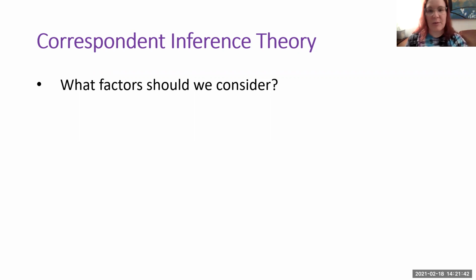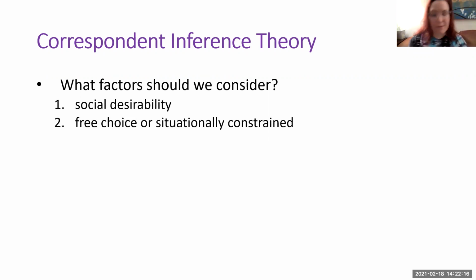So it sounds like it's going to be more confusing, but it's actually a little bit more logical than the covariation cube. The first factor that we would evaluate is how socially desirable is the behavior or the outcome of the behavior. So social desirability means it's normal, it's not something that you're going to get in trouble for, or that people are going to look sideways at you about, or it's going to have some sort of positive outcome in your life. The second factor is whether the behavior is freely chosen or situationally constrained.